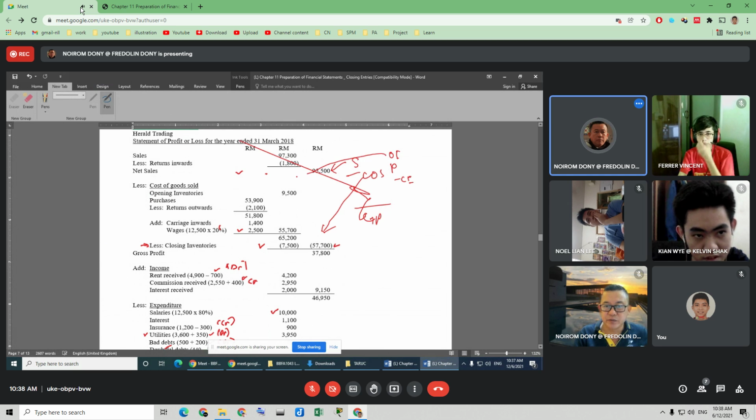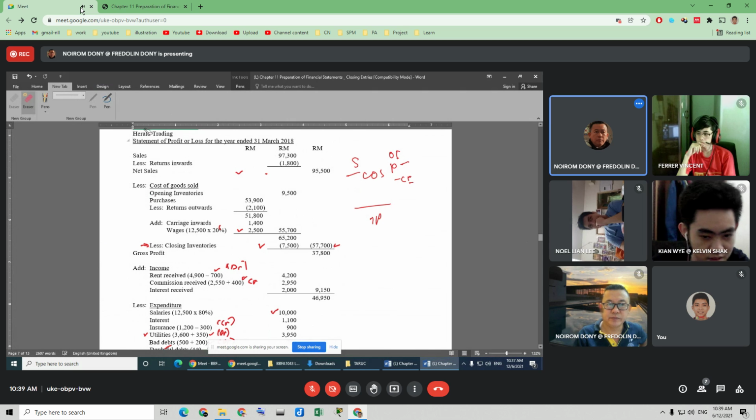So this is referring to the second column. And purchases, we can further break it down. Remember, purchases less returns outward plus carriage inward plus wages. Okay, then we get gross profit.